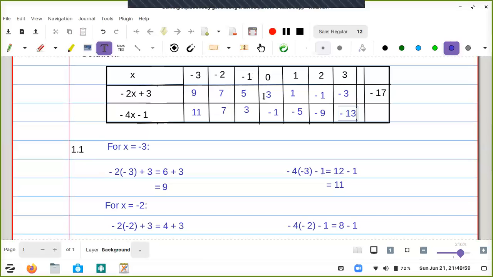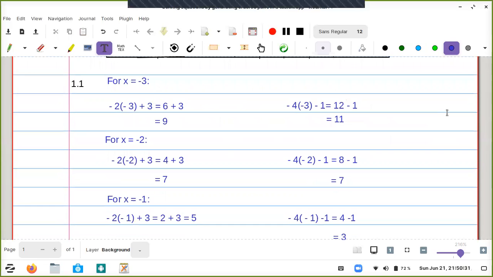Then 3, 1, different. 1, -5, they are different. -1, -9, they are different. -3, -13, they are also different. So there's only one value of x that gives us the same value. That is for -2x plus 3 equals -4x plus 1, which is x equals -2.